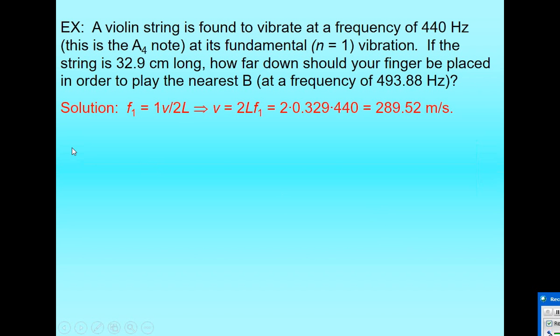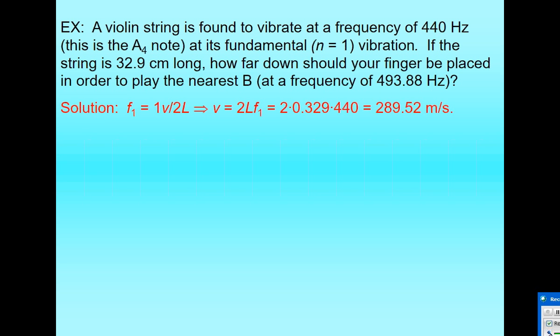Let's take a look at this example here. We have a violin string that by itself vibrates at a frequency of 440 hertz, which is the A4 note for those of you in the know. This is in its fundamental vibration. When we talk about the fundamental vibration in standing wave, that means n equals 1. Fundamental means n equals 1 in standing wave terminology. The length of the string is 32.9 centimeters long.